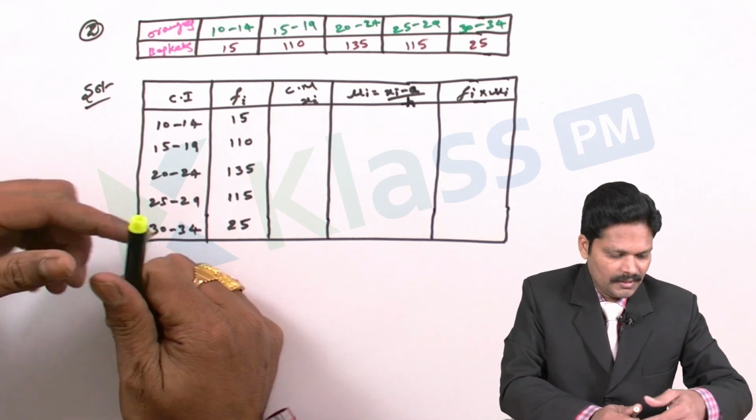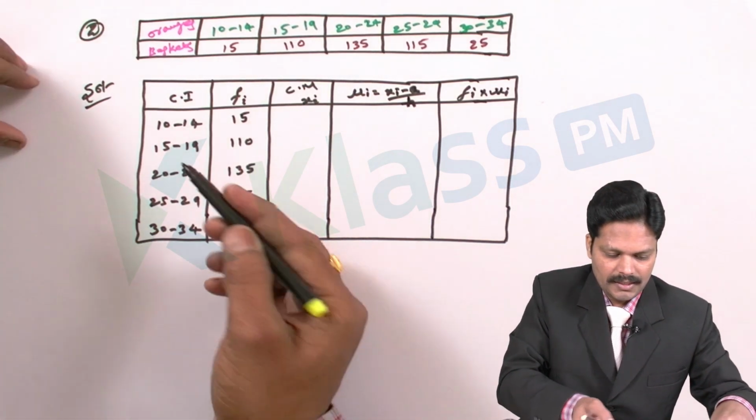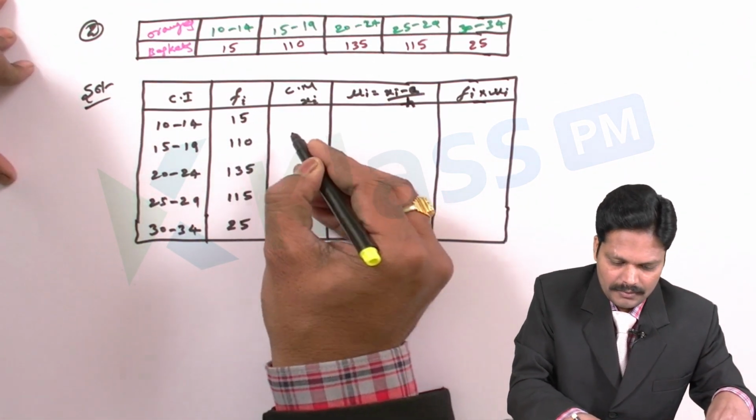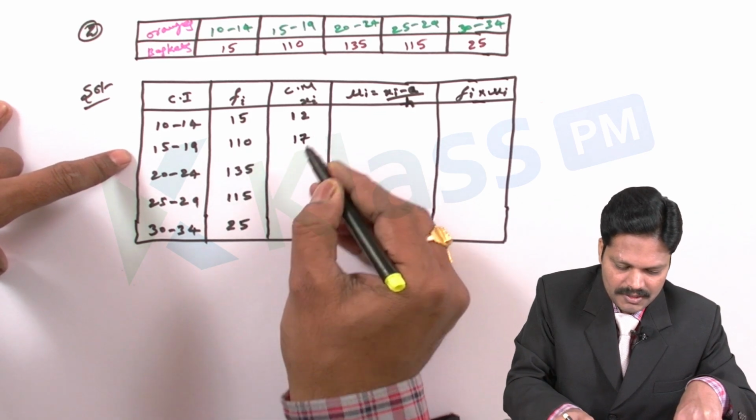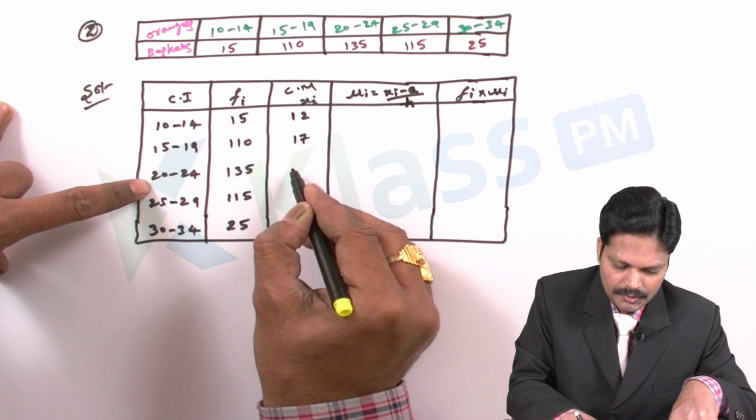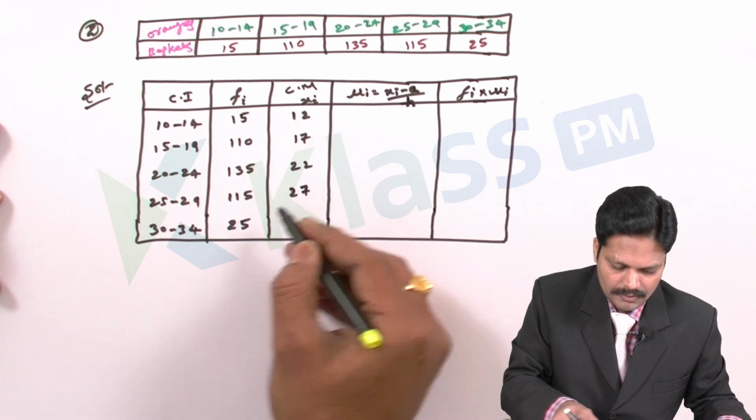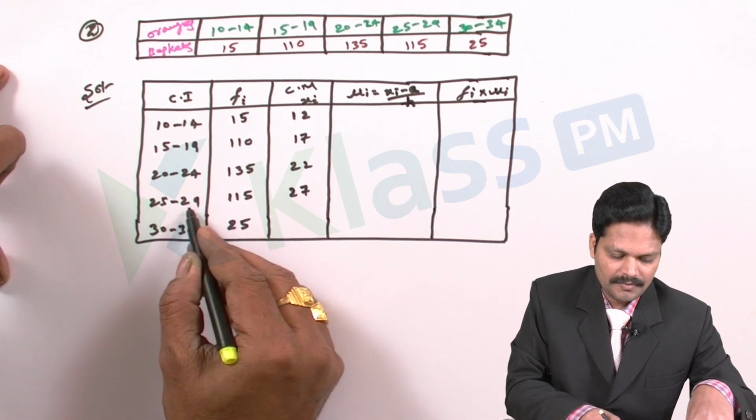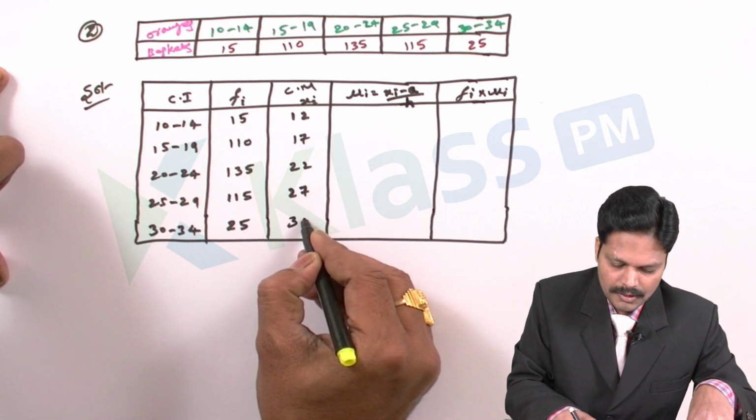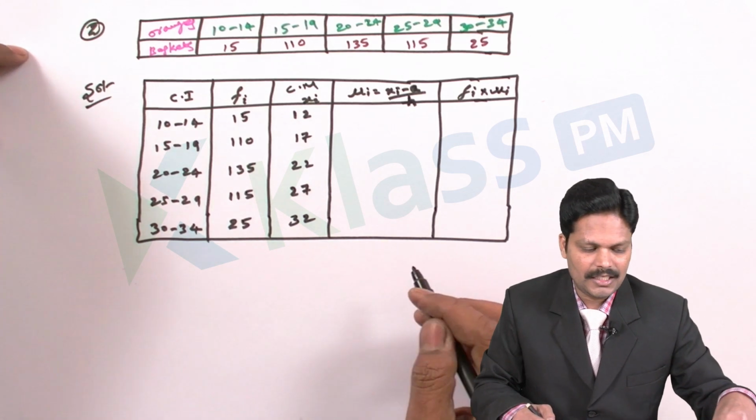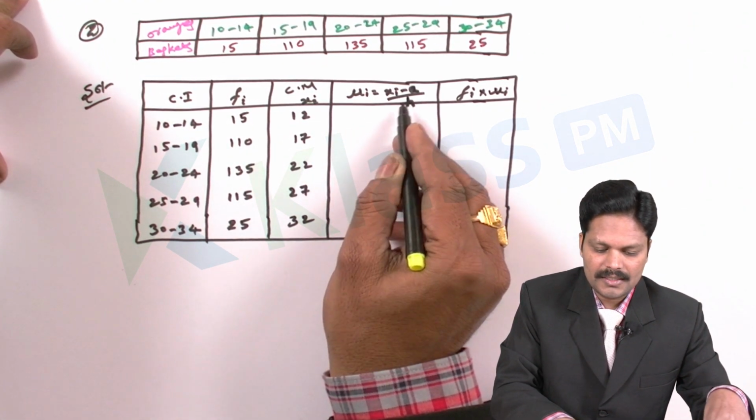So from the data we need to take the values, that is the class marks. Here 24 by 2 we are having 12, 34 by 2 is 17, 44 by 2 is 22, 54 by 2 is 27, and 64 by 2 is 32. We need to take the class marks. Then we need to get u_i is equal to (x_i minus a) by h.